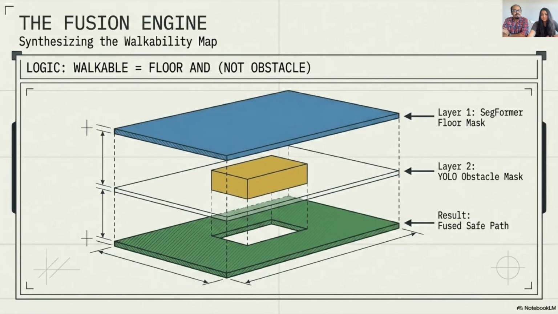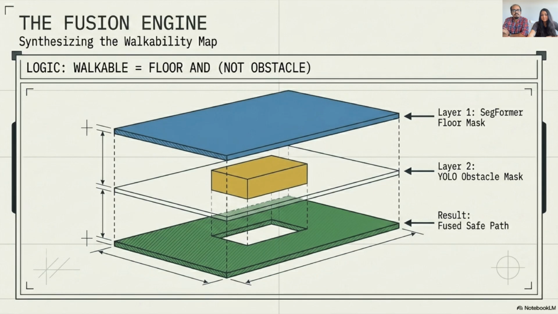Let me talk more about the Fusion engine. The Fusion engine is intentionally simple because simple logic is debuggable logic. Walkable equals floor and not obstacle. Layer 1 is the SegFormer floor mask. Layer 2 is the YOLO obstacle mask. The result is the fused safe path.